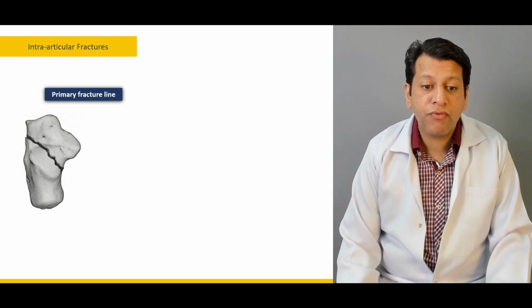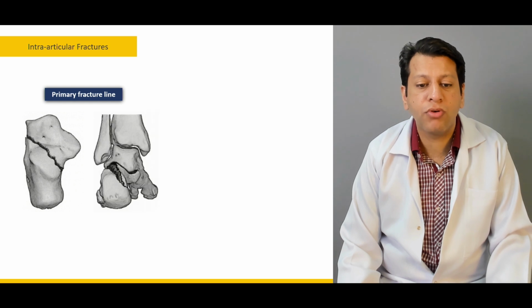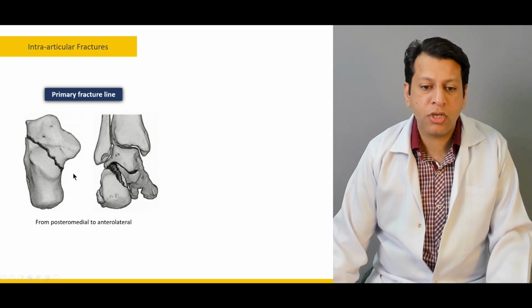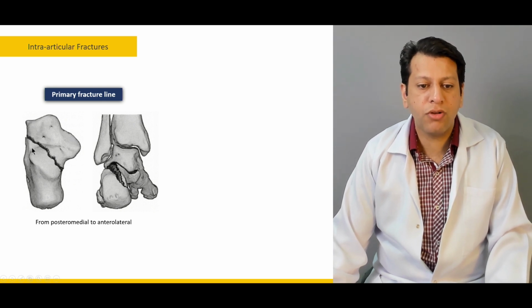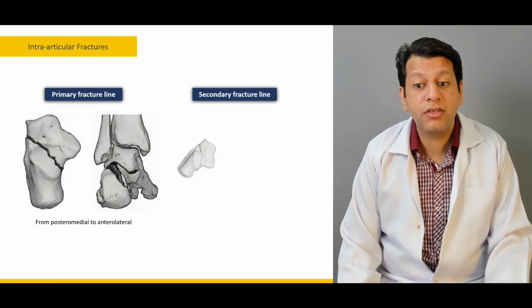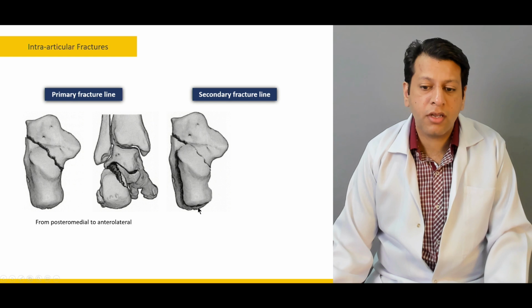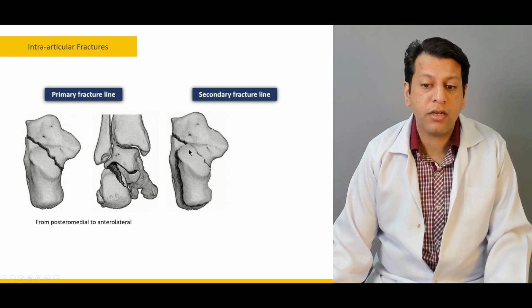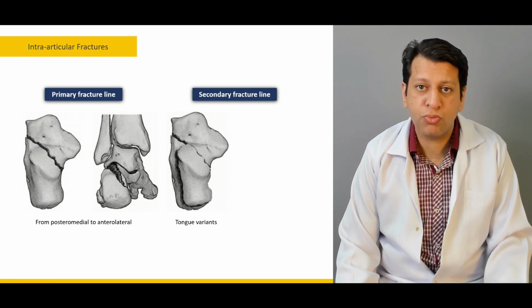So one way of fracture, actually this is called the primary fracture line, which most commonly goes from posterior medial, which is on this side, this is the sustentaculum talocalcaneal medial side, and this is the lateral side, towards the anterior lateral area. Then there could be a secondary fracture line. As you can appreciate over here, this is the primary fracture line, and this is the secondary fracture line, creating something that looks like a tongue. So it's called a tongue type of fracture, a tongue variant sometimes formed.